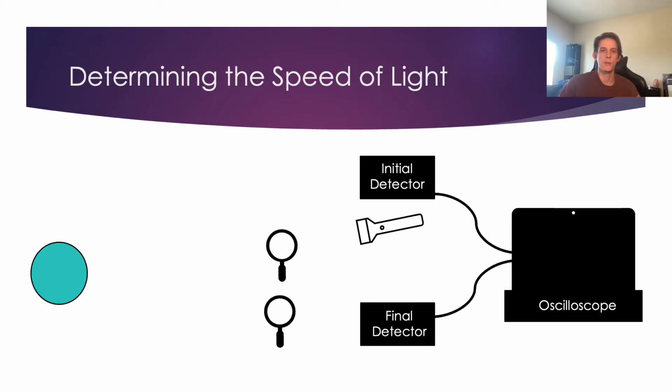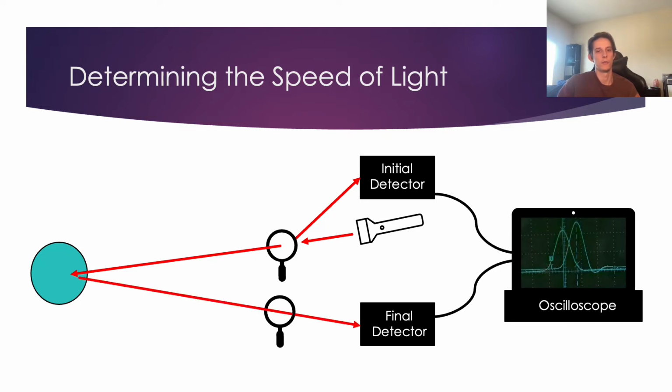Our first experiment was a modernized version of Fizeau's experiment for the determination of the speed of light. Ours involved a laser which was directed at a pick-off window, which allows some light to pass through, some to be reflected back towards a detector. The light that passed through was directed towards a mirror, which reflects the light back through a focusing lens and into a final detector.